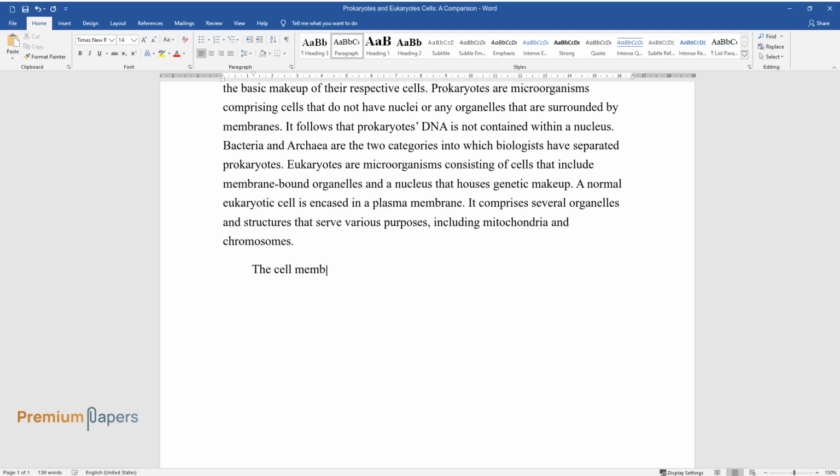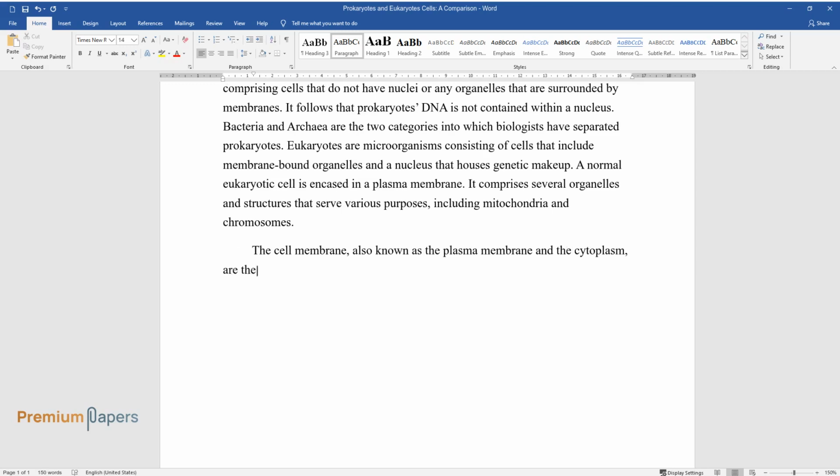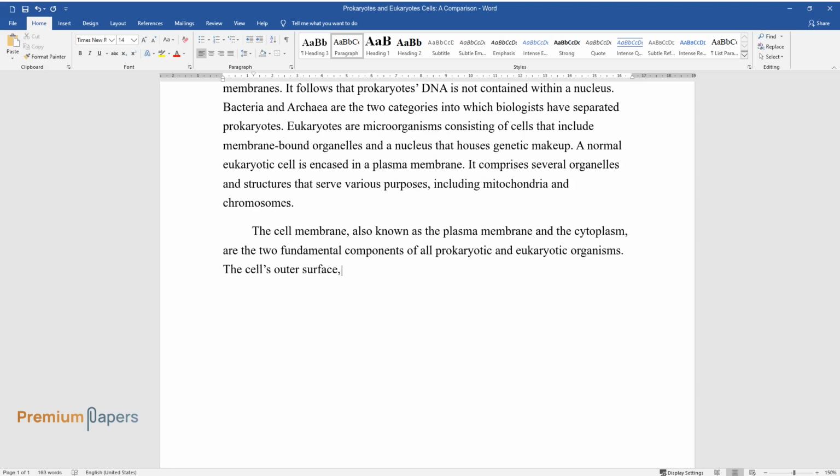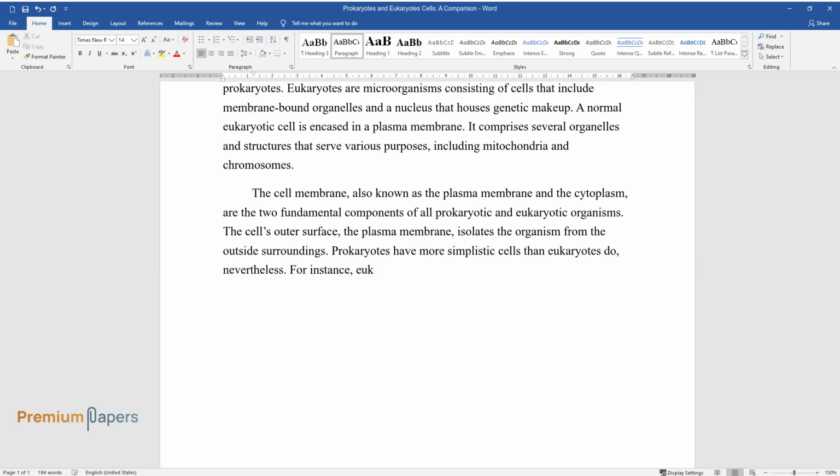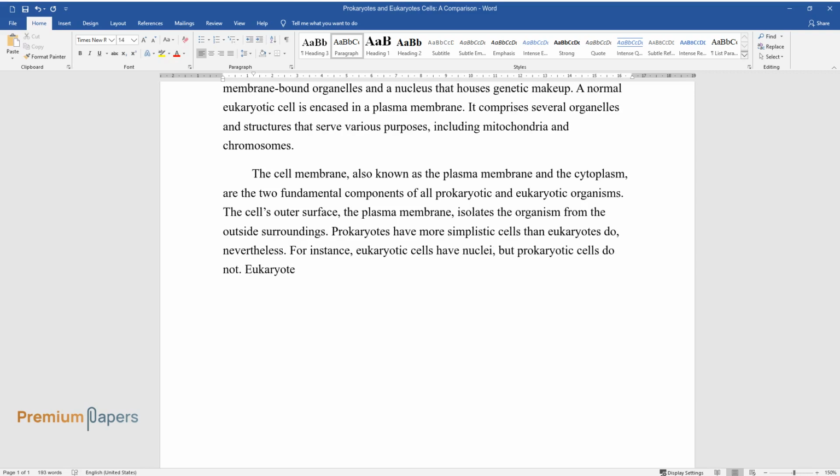The cell membrane, also known as the plasma membrane, and the cytoplasm are the two fundamental components of all prokaryotic and eukaryotic organisms. The cell's outer surface, the plasma membrane, isolates the organism from the outside surroundings. Prokaryotes have more simplistic cells than eukaryotes do, nevertheless. For instance, eukaryotic cells have nuclei, but prokaryotic cells do not. Eukaryotes have internal cellular bodies, whereas prokaryotes do not.